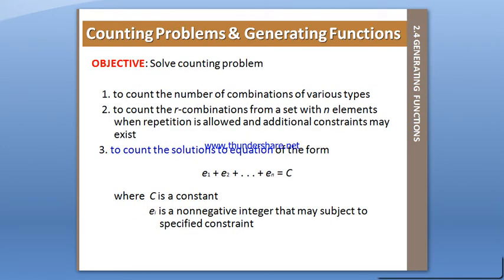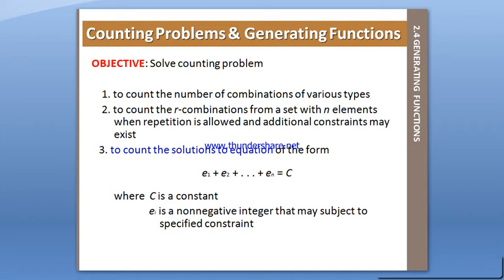Now let us see how counting problems can be solved using generating functions. There are three models of counting problems which can be solved easily by using generating functions rather than by using recurrence relations. Suppose we have to count the number of combinations of various types; generating functions are much more useful. Suppose we need to count the r-combinations from a set with n elements when repetition is allowed and additional constraints may exist. In this case also, generating functions are used.